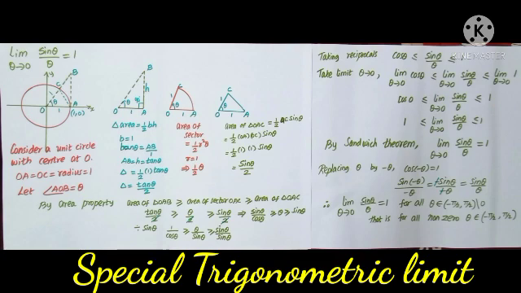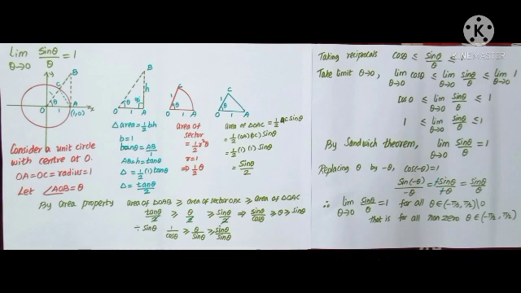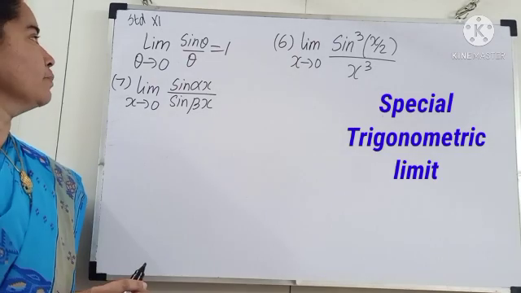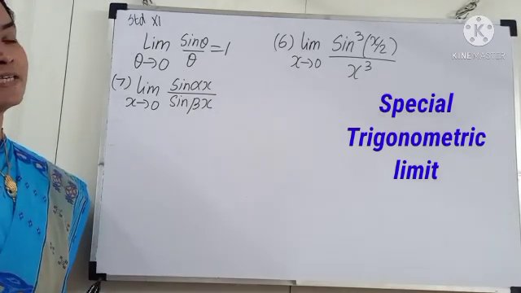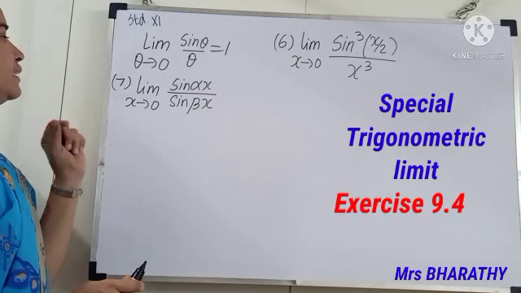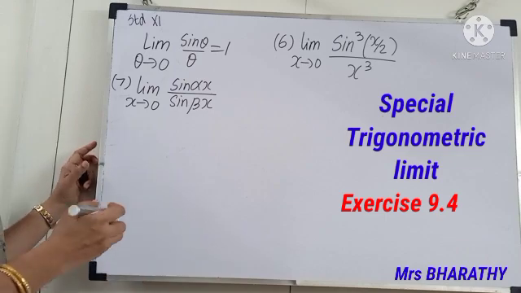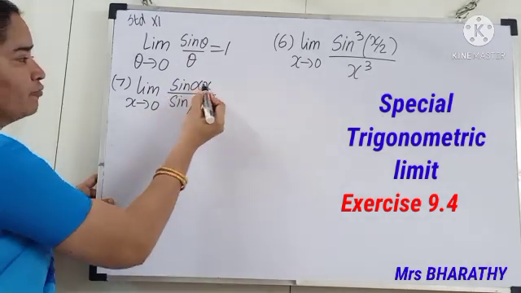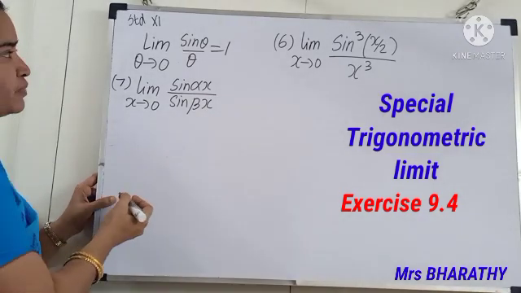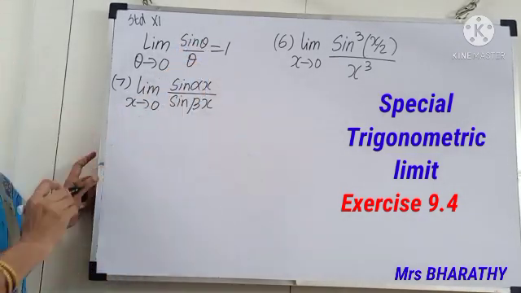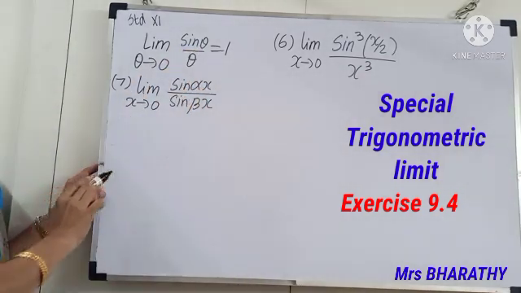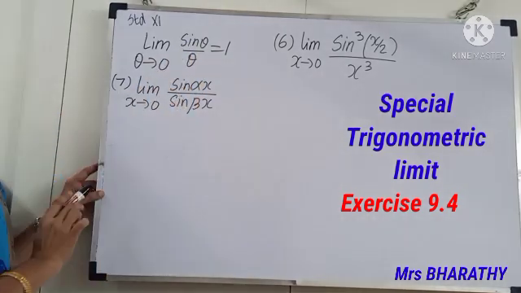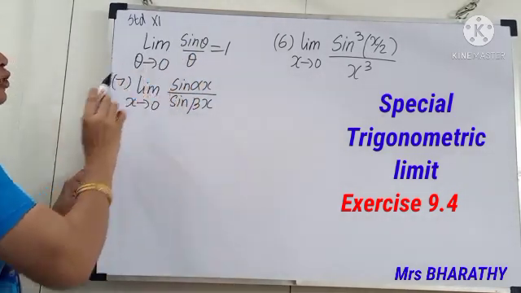Let us do some exercise problems based on this special trigonometric limit to understand this better. Limit theta tends to 0, sine theta by theta is equal to 1. Consider this problem 7. Limit x tends to 0, sine alpha x by sine beta x. To apply this formula, what all should I consider? Here what should come in the denominator? Theta means down also theta. And the theta should tend to 0.